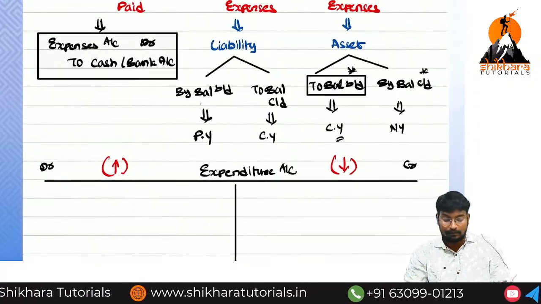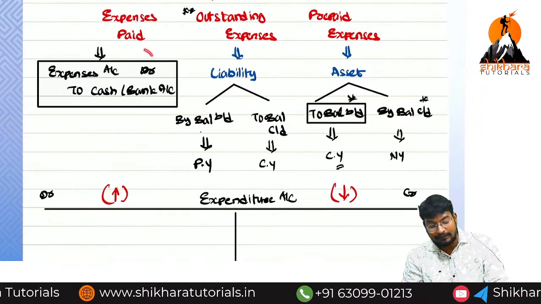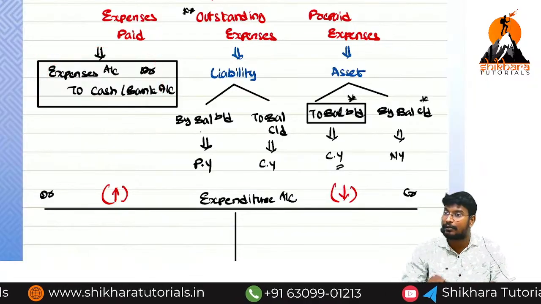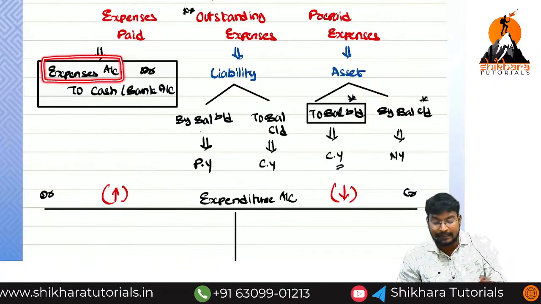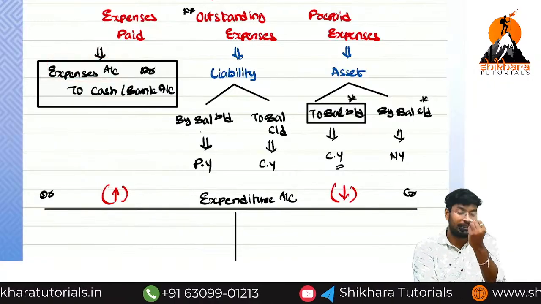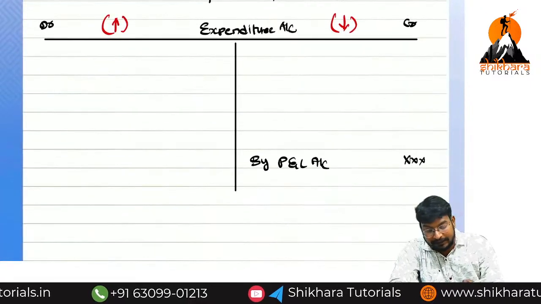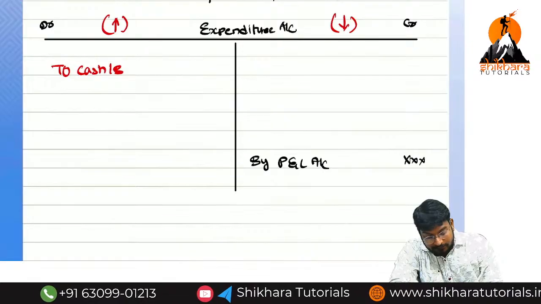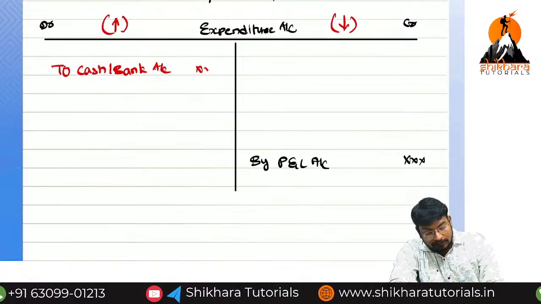Now, first, expenses paid. In the place of expenses paid, the entry we have recorded is expenses account debited to cash account. Which account are we going to prepare? Expenses account. On which side do we need to record, debit side or credit side? Debit side. So what we need to write here is To cash or bank account. Completed.